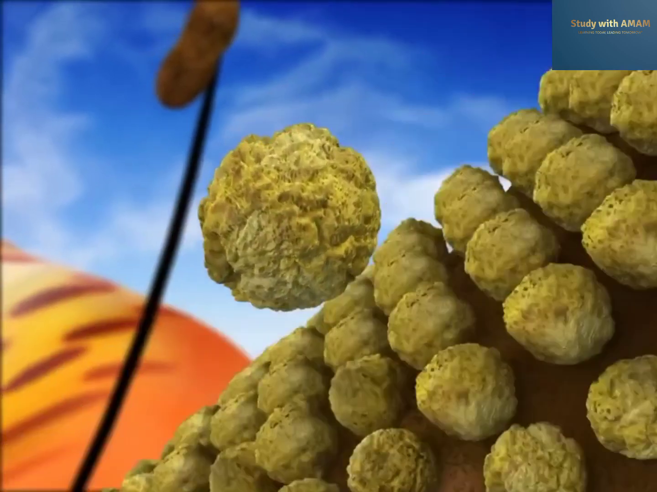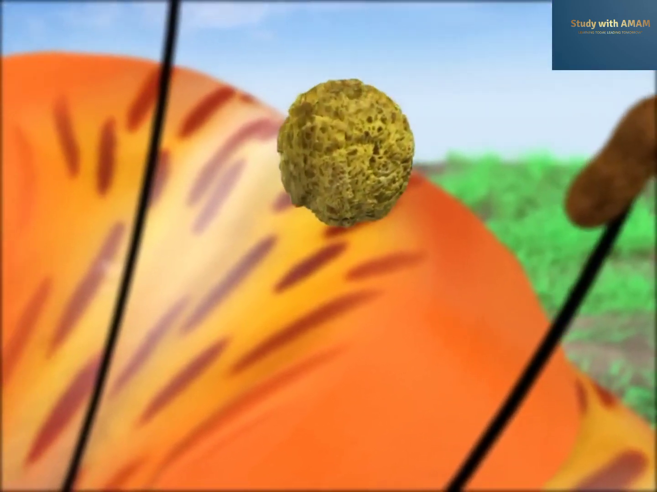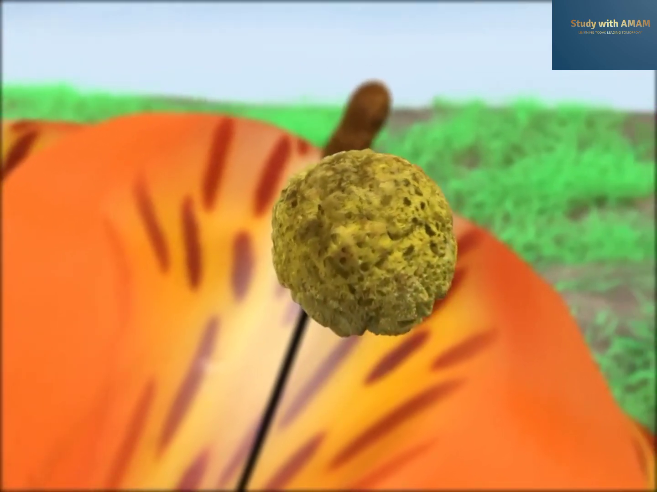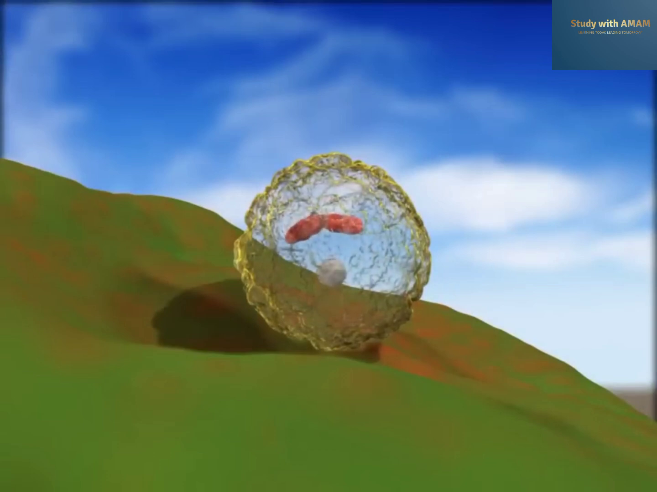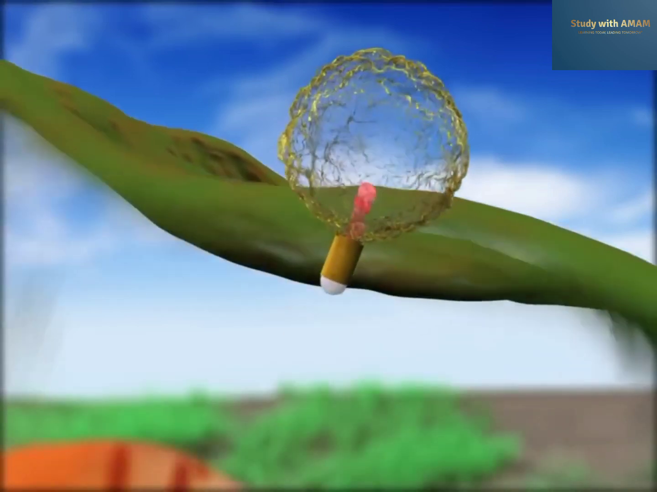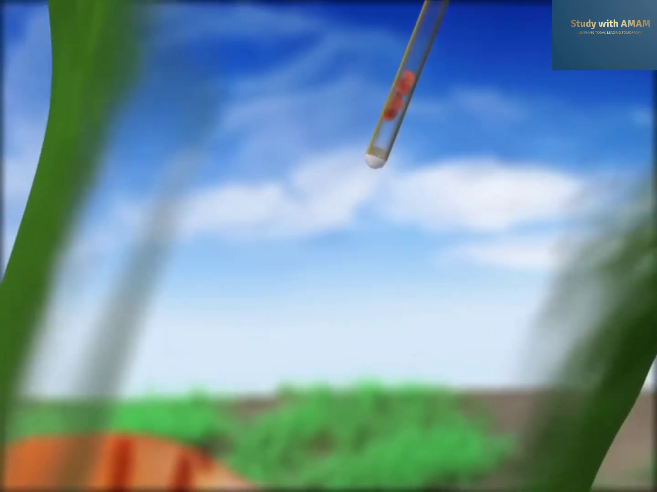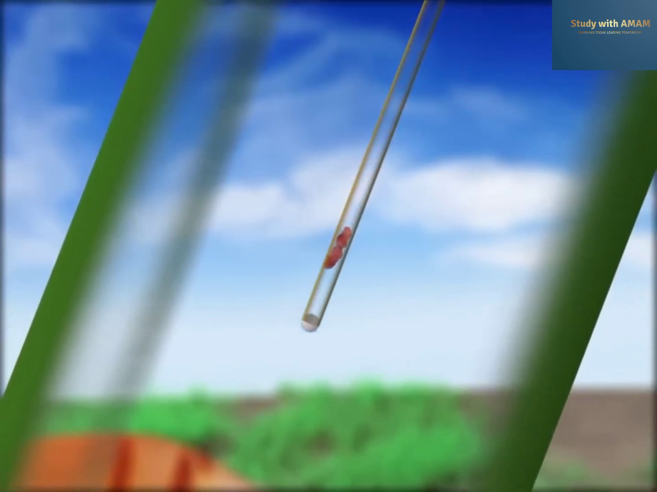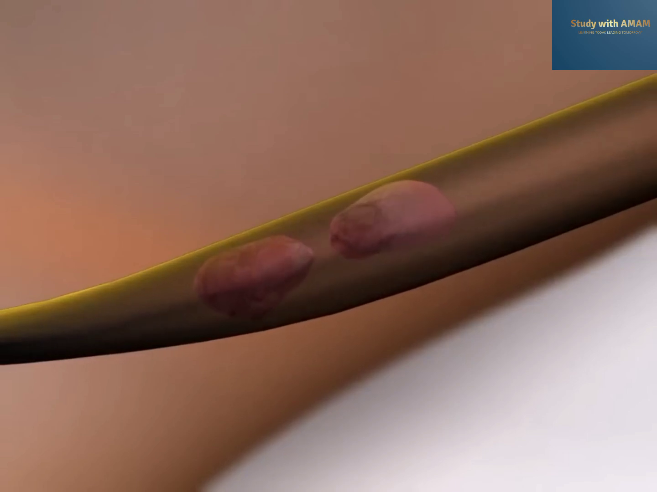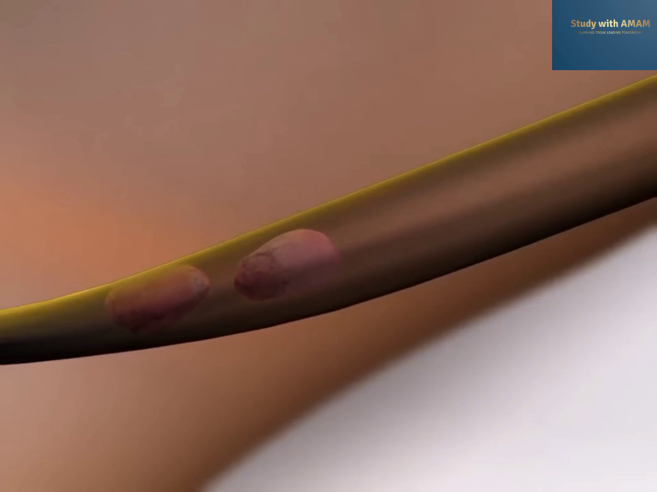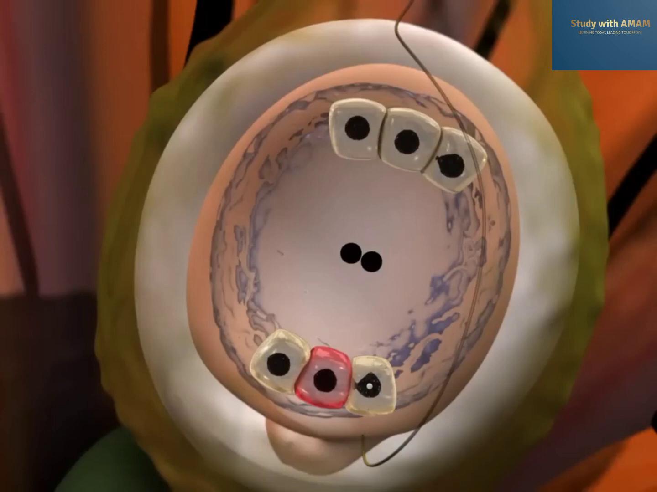To reach the embryo sac, a pollen grain must land on the stigma. Once landed, it begins to germinate. The tube cell forms a long structure down the style and into the ovary. The generative cell travels behind the tube cell nucleus. Once near the ovary, it divides by mitosis to produce 2 haploid sperm cells. The pollen tube reaches the micropyle and releases the sperm cells into the embryo sac.